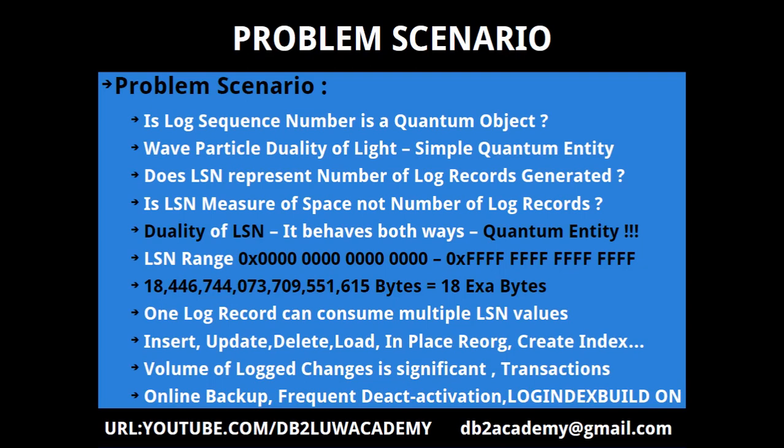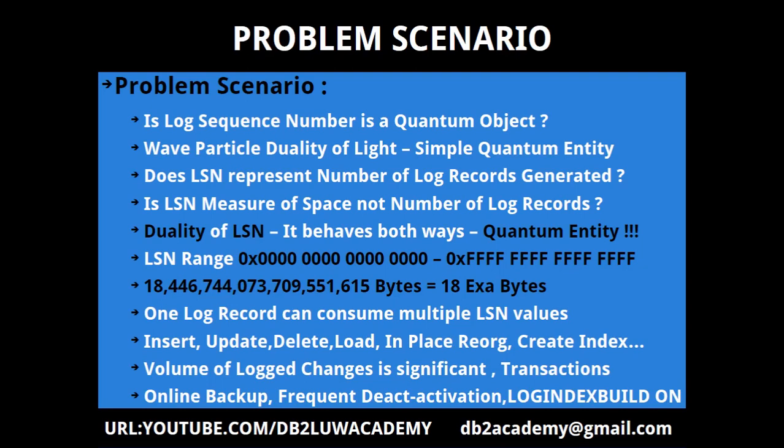It cannot be that in certain activities or when certain tasks are performed on the database, the LSN behaves like a measure of space, and when certain other activities are done on the database, it works as the number of log records. It cannot do both things, right? That is the duality of LSN, the dual behavior of LSN. That's why I call it a quantum entity. I'm not sure whether that's a good analogy, but it's just for fun.